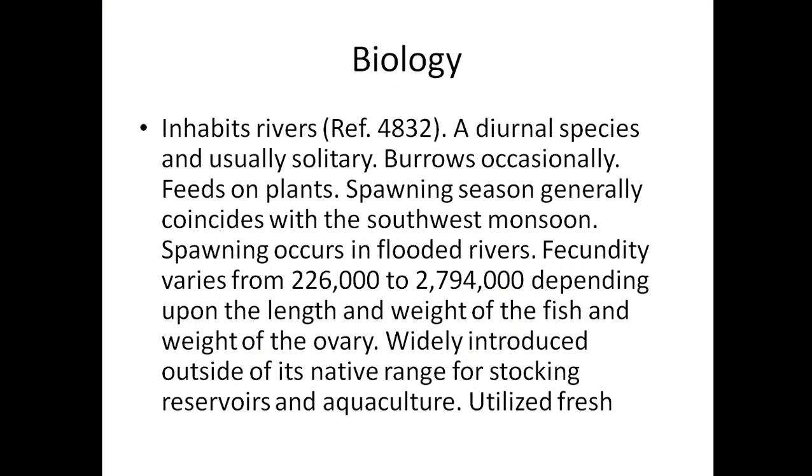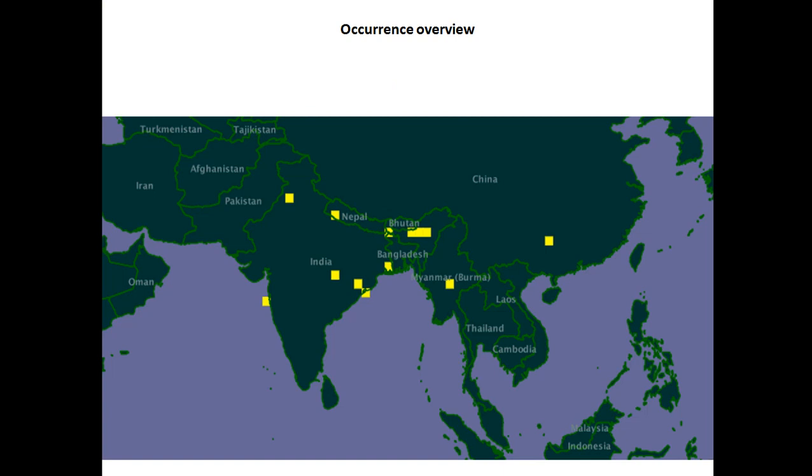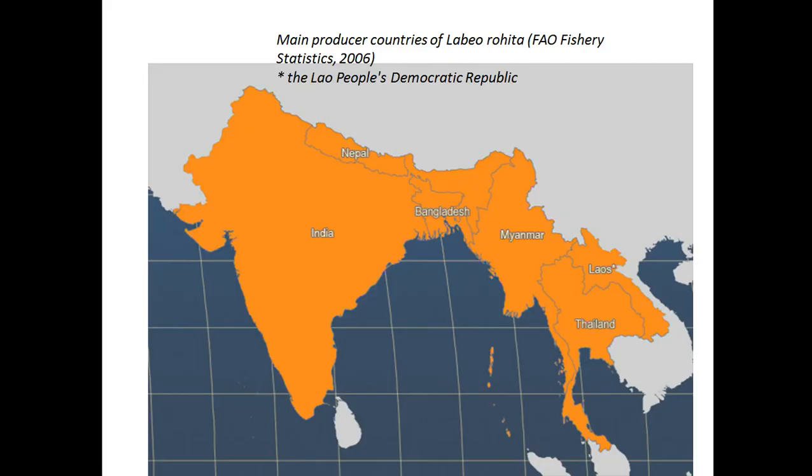Widely introduced outside the native range also for aquaculture. Mostly the people prefer to eat fresh. Actually, wherever you can see these yellow blocks, this is the area where Labeo rohita is naturally found. But now it has been introduced extensively because it's the most popular pisciculture fish, the fish which can be cultured in ponds. These are the main producer countries of Labeo rohita.